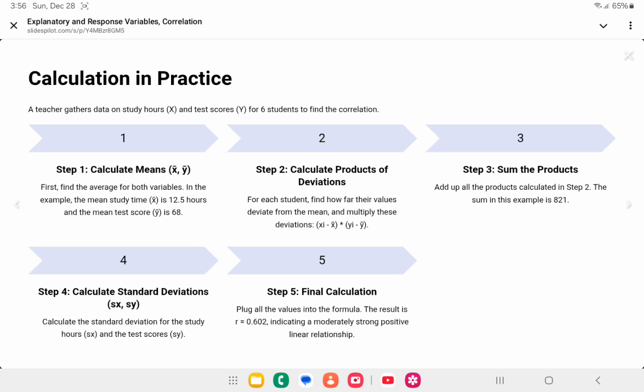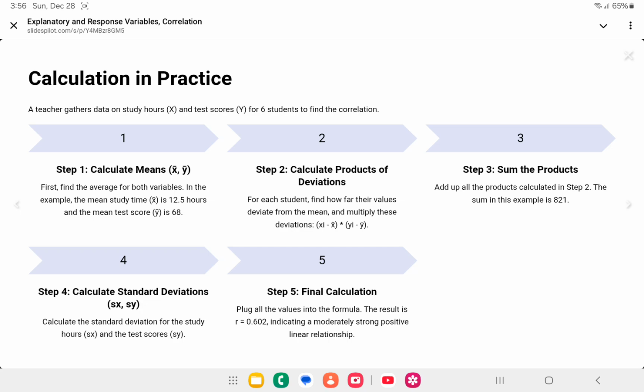When determining correlation, it's a good idea to make a table to help you with your calculations. This table corresponds to the formula, specifically this part of the formula. So the first step is to calculate the means for the x values and the y values, which you should already know how to do.